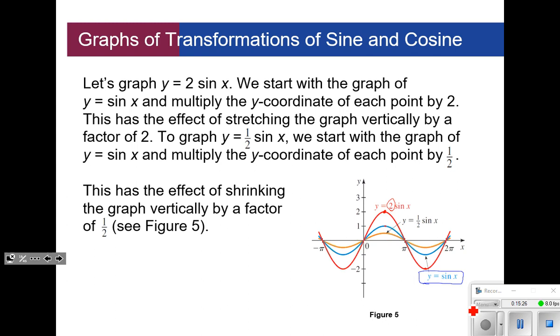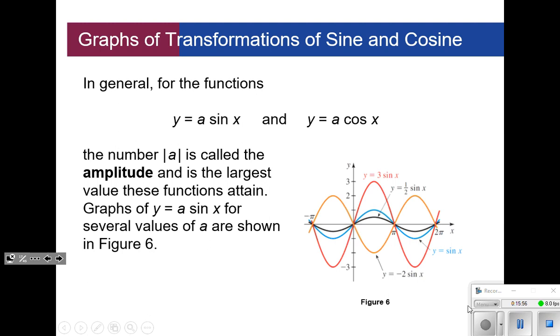Now, 1/2, what did we call it? Compression. So it's a vertical compression by 1/2. Instead of going up to 1, it's going up to 1/2, and it's going down to -1/2. I love that graph. It shows the difference in what we're going to learn here is called the amplitude. And here's the graph for amplitude.